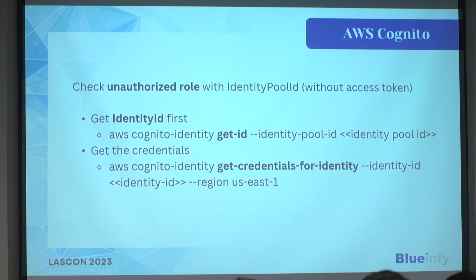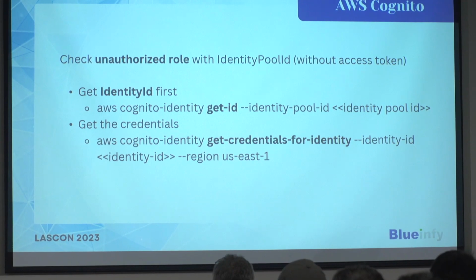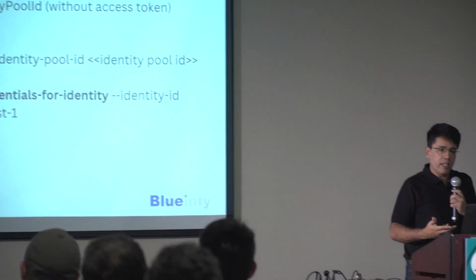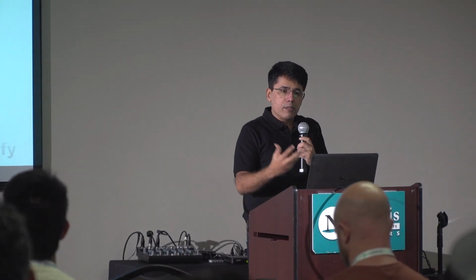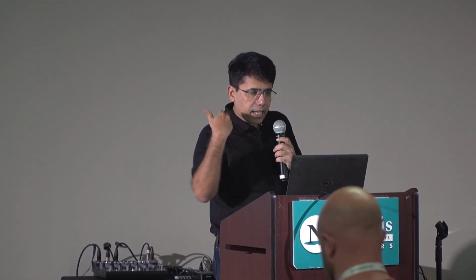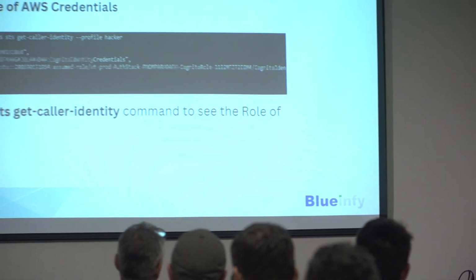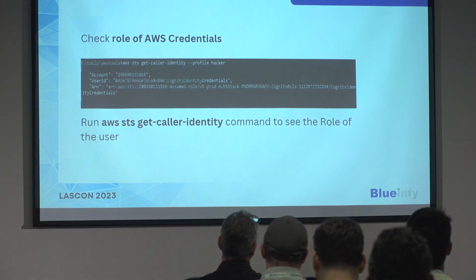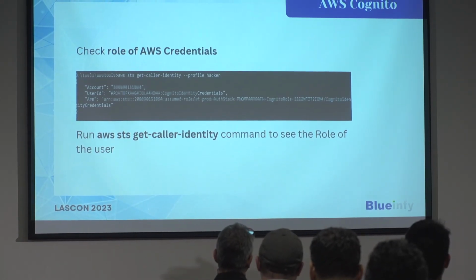Then the fourth would be the unauthenticated role. For the unauthenticated role, there is something called the identity pool ID. In the fingerprinting, we found that identity pool ID. With that identity pool ID, you just get the ID, and get credentials for identity is a command by which you get the AWS credentials for the unauthenticated role. Then you need to configure that, and with get caller identity, you know what permission I have, what my account name is, what my user ID is, everything. And once an attacker has this information, he can go inside with privilege escalation and get cloud access with admin access.